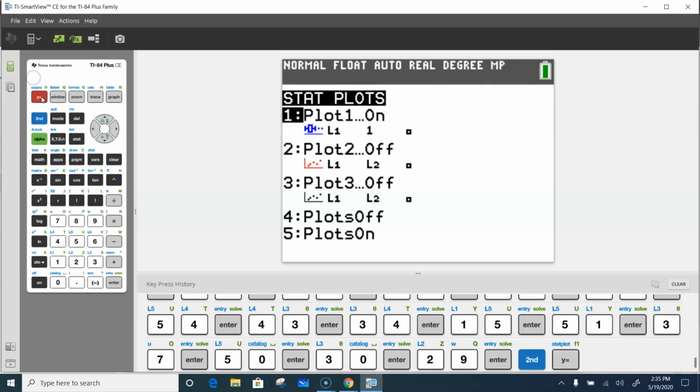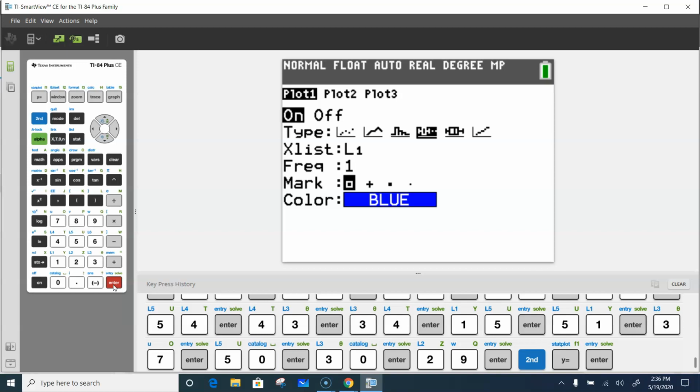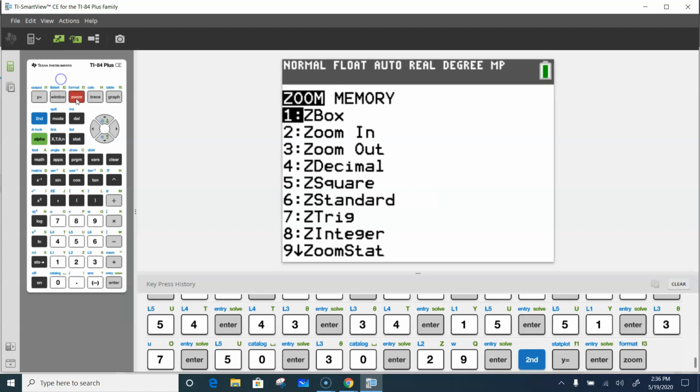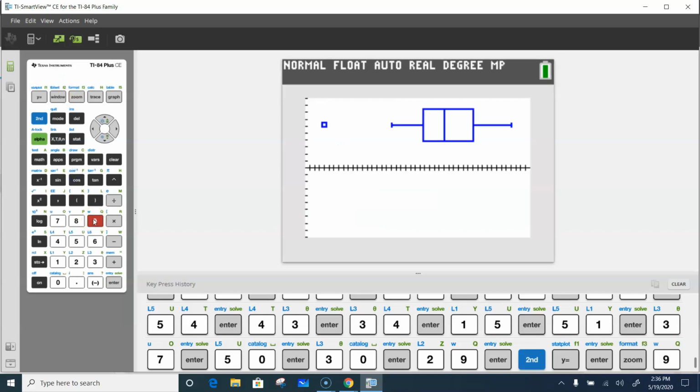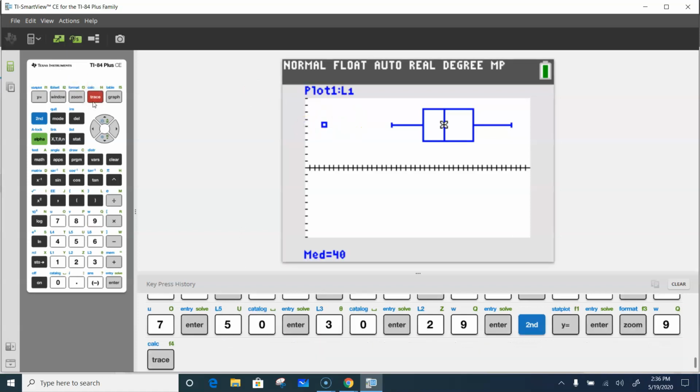I'm going to hit second y equals. My plot is turned on. I want to make sure that this box plot here, the modified box plot that'll flag outliers, is highlighted, and then just L1. So my shortcut to get the graph I want is zoom 9. And there we go. We can see that we do indeed have an outlier. I'm going to hit my trace button to get those quartiles.